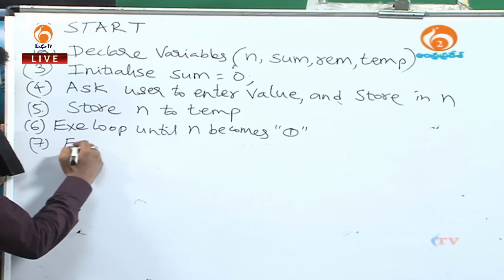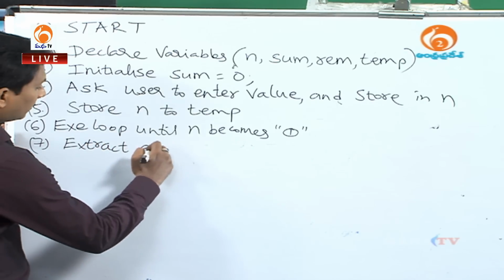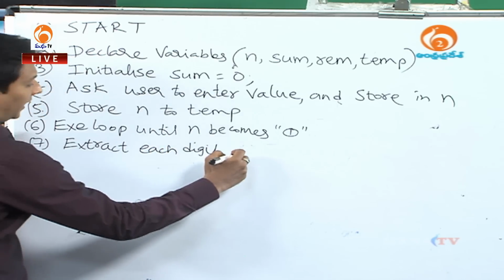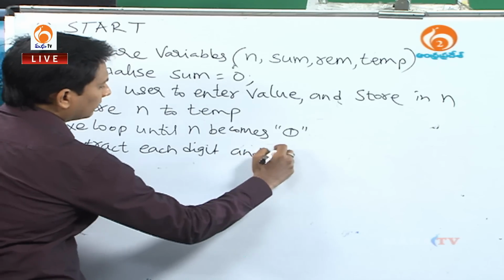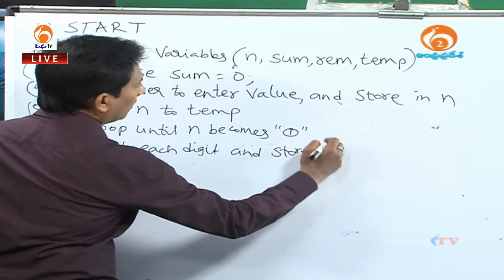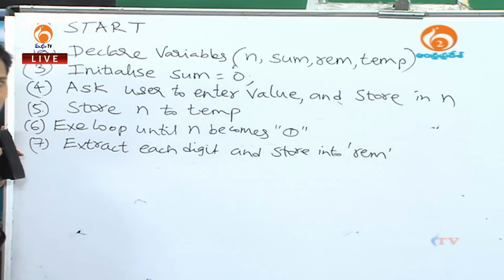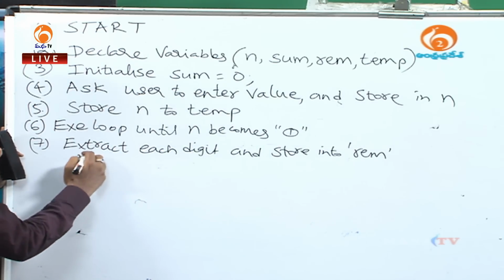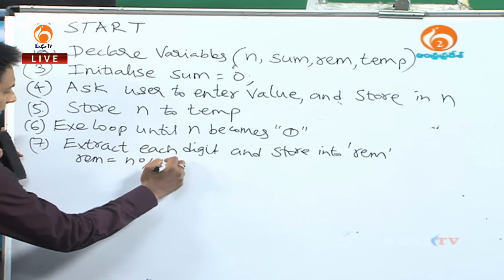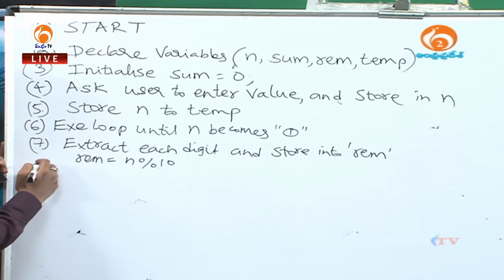Extract each digit and store into the remainder variable, that is remainder equal to n percentile 10. That is the meaning of this one. Next, eighth.